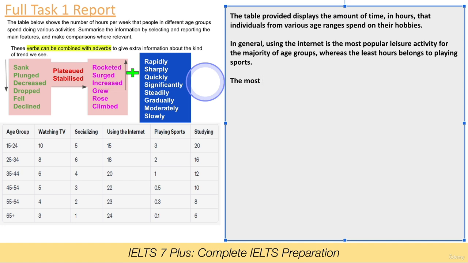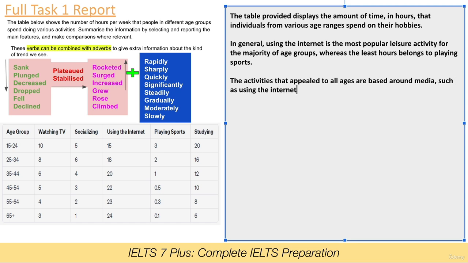Let's open this up. The activities that appealed to all ages are based around media such as using the internet, or based around technology, sorry, let's do that. Studying is not necessarily using technology, but perhaps it can do.